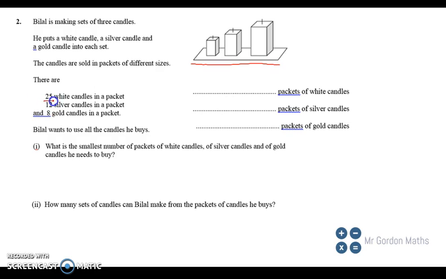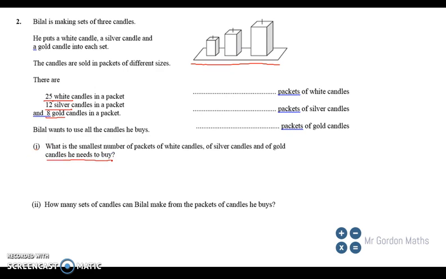So we've got 25 white candles in a packet, 12 silver, and 8 gold. Bilal wants to use all the candles that he buys. What is the smallest number of packets of white candles, silver candles, and gold candles he needs to buy? So we can't have any spares left over.